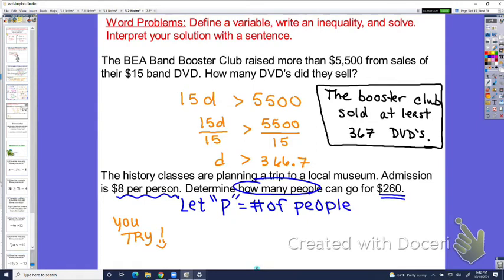Our inequality is, since it's $8 a person, that looks like 8p. And our total amount that we have is 260. So remember, we can't spend more than we have, so 8p has to be less than or equal to 260. To solve this, since these two things are being multiplied, you divide both sides by 8 and get p is less than or equal to 32.5.